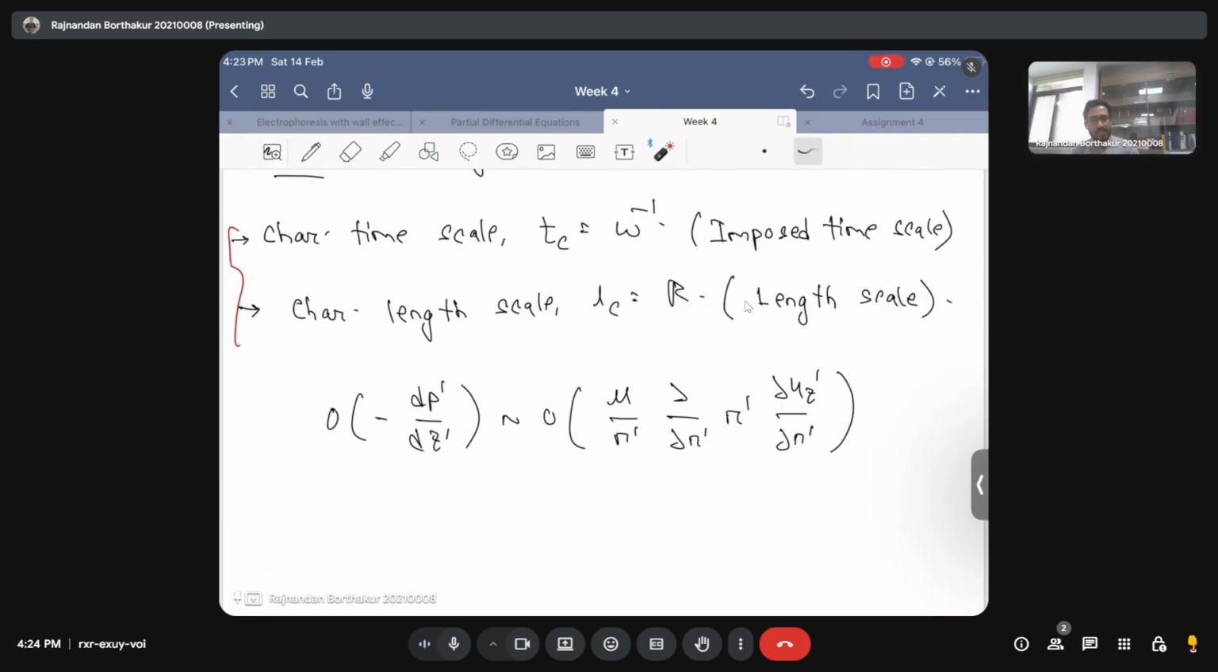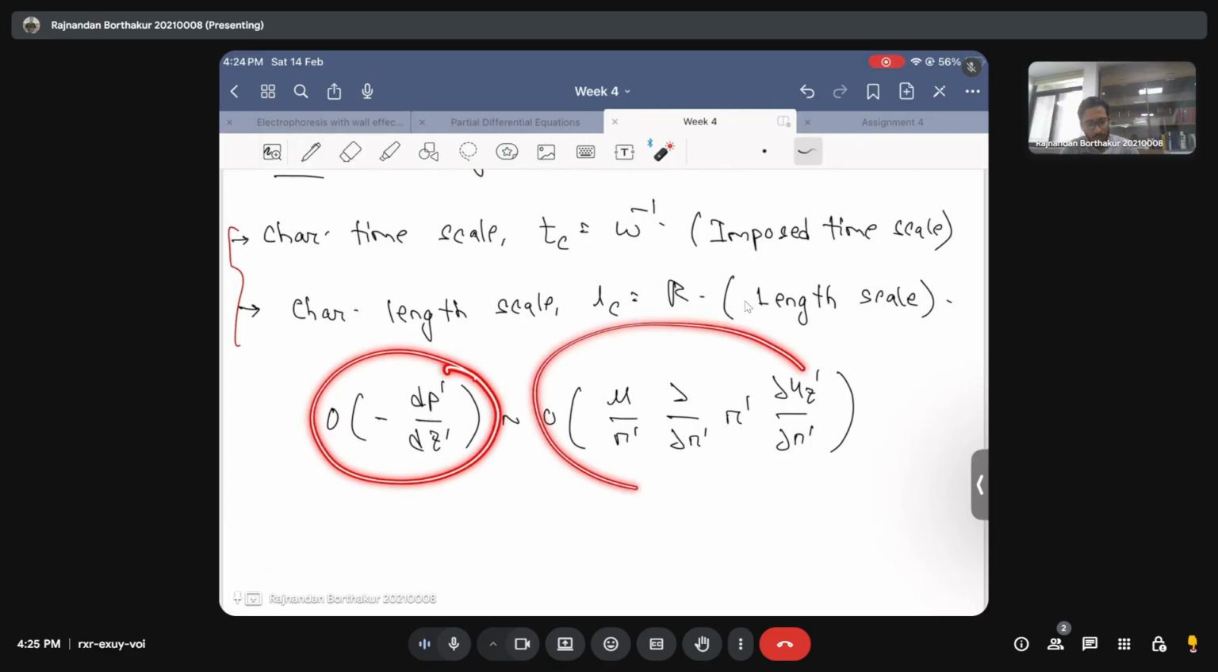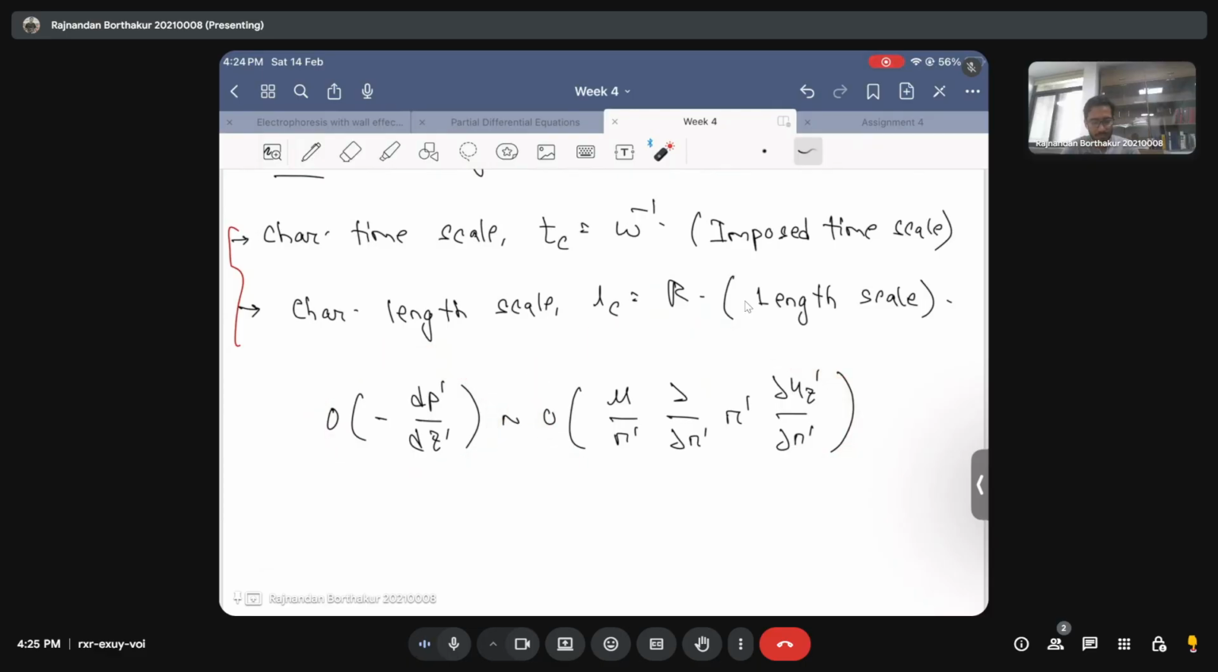The reason is very simple. I know that the flow field is being generated by an oscillatory pressure gradient, which means whatever velocity the fluid will move with, because of this oscillatory pressure gradient, is going to be dictated by the order of magnitude of dp/dz only, because this is what is actually causing a change in the velocity field. Okay, and that's the only reason why I'm saying that the order of magnitude of this term has to be equal to the order of magnitude of the viscous term precisely.